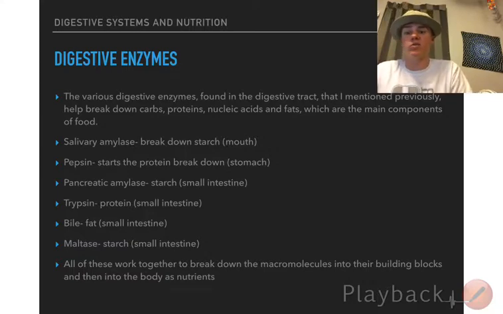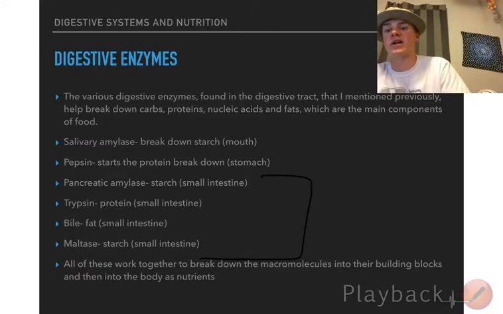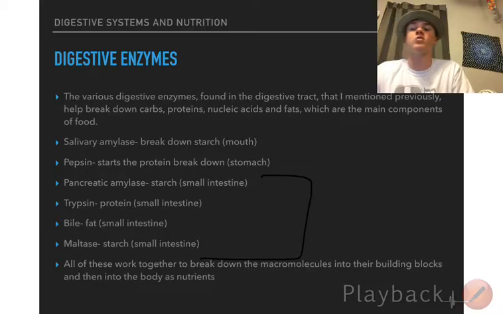Pancreatic amylase, which helps break down starch, comes from the pancreas and breaks starch down in the small intestine. Trypsin helps break down proteins in the small intestine. Bile comes from the gallbladder, which helps break down fat, and this happens in the small intestine. And then maltase, which also helps break down starch, occurs in the small intestine. So as you can see, a lot of breakdown and nutrient absorption happens in the small intestine. And all of these work together to break down the macromolecules into their building blocks and then into the body as nutrients.